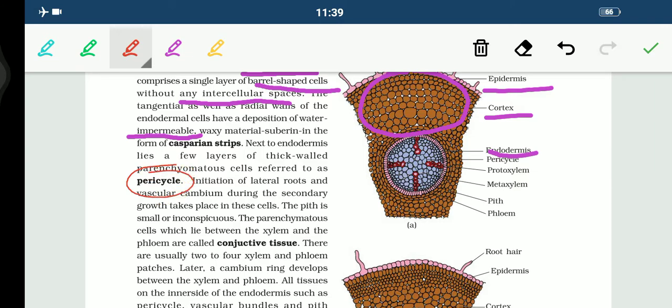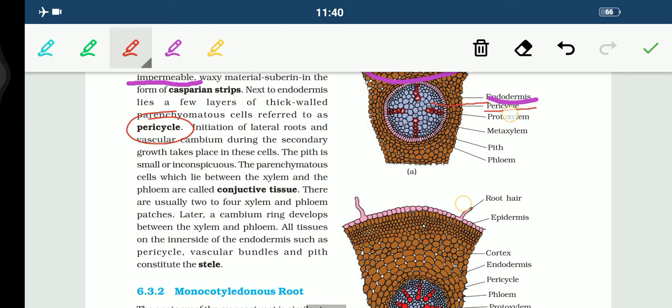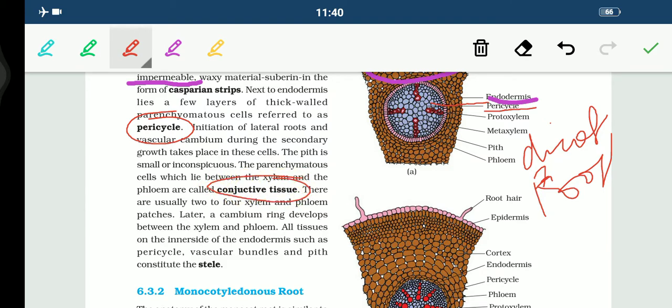So this is what the pericycle is, students. You can see this complete structure is the pericycle. Initiation of lateral roots and vascular cambium during secondary growth takes place in these cells only. The pith is small here in the dicot root. The parenchymatous cells which lie between the xylem and the phloem are said to be the conjunctive tissue.